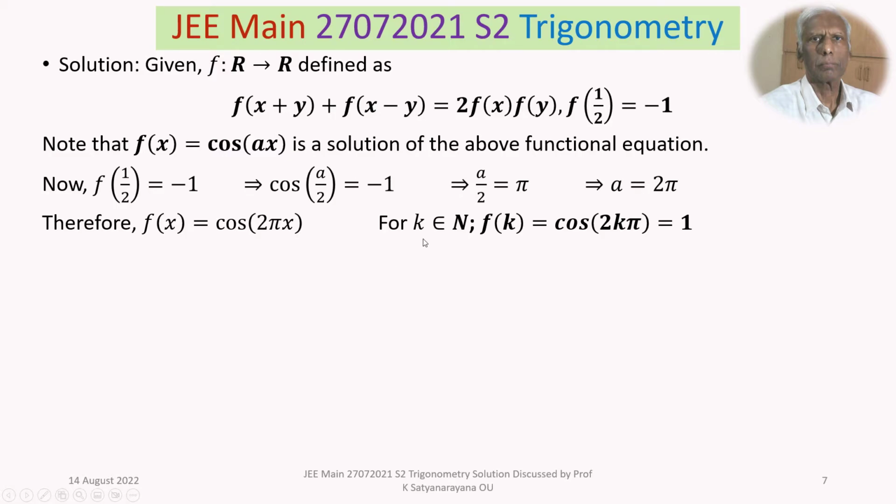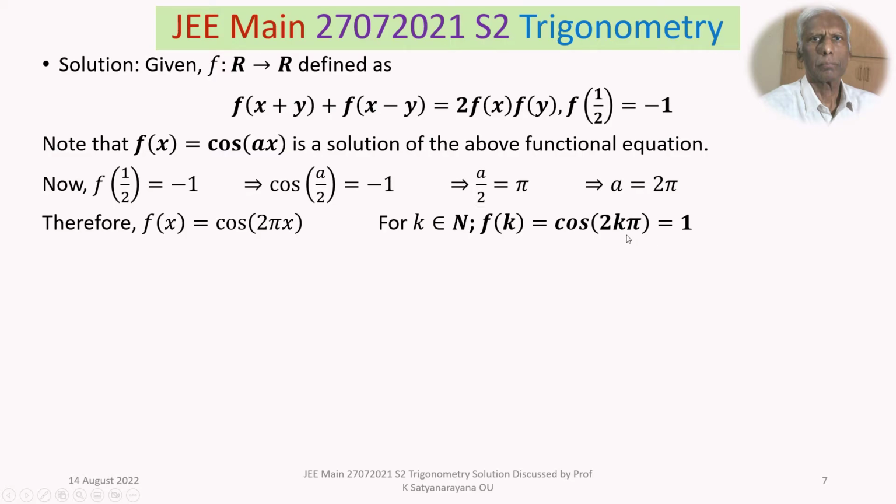Notice now, for a natural number k, f of k will be cos of 2k pi. Cos of 2k pi is a multiple of 2 pi. Cos of 2 pi is 1. So, cos of multiples of 2 pi is also 1.